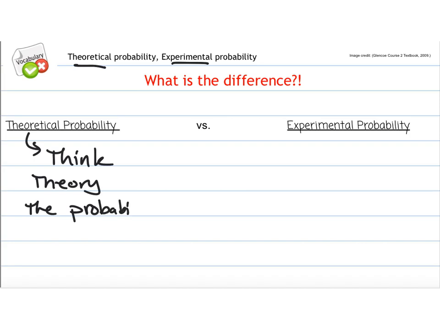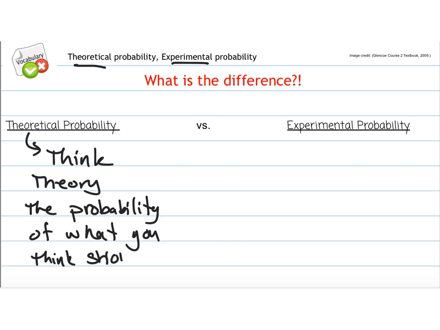So the probability of what you think will or should happen. That's kind of a vague description, but that's kind of what it is. Just what you think, or in theory, what should happen. Experimental probability is after you've conducted an experiment or done the event, this is what actually happened.